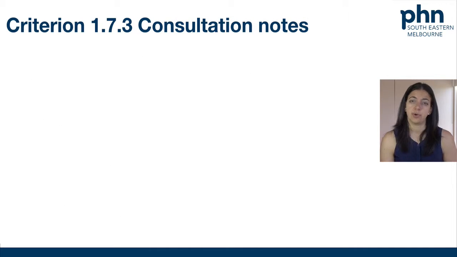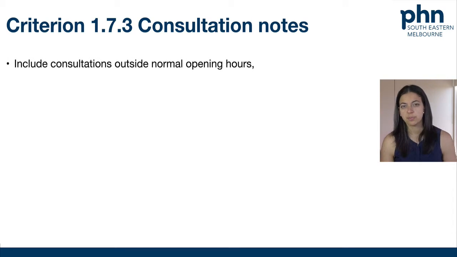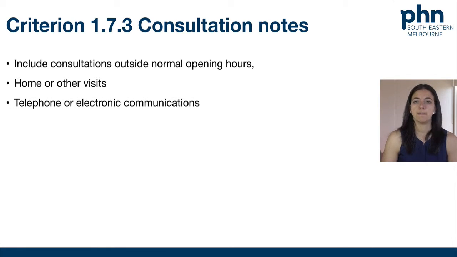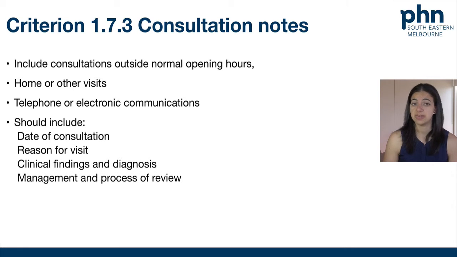Criterion 1.7.3, Consultation Notes. Now, this indicator often catches many practices off guard. Your patient consultation records must include consultations outside of normal opening hours, evidence of home and other visits, and also evidence of telephone or electronic communications that have taken place. They should also include the date of the consultation, the reason for visit, clinical findings, diagnosis, any recommended management, and also if there's going to be a process of review, that should also be listed.